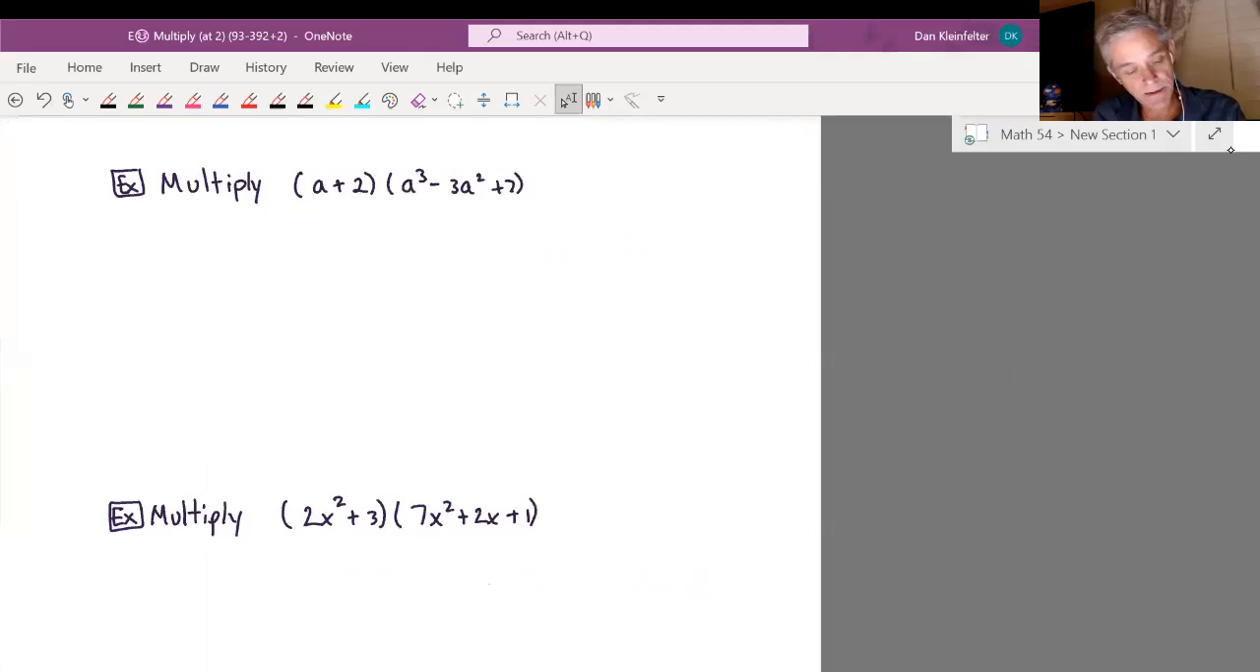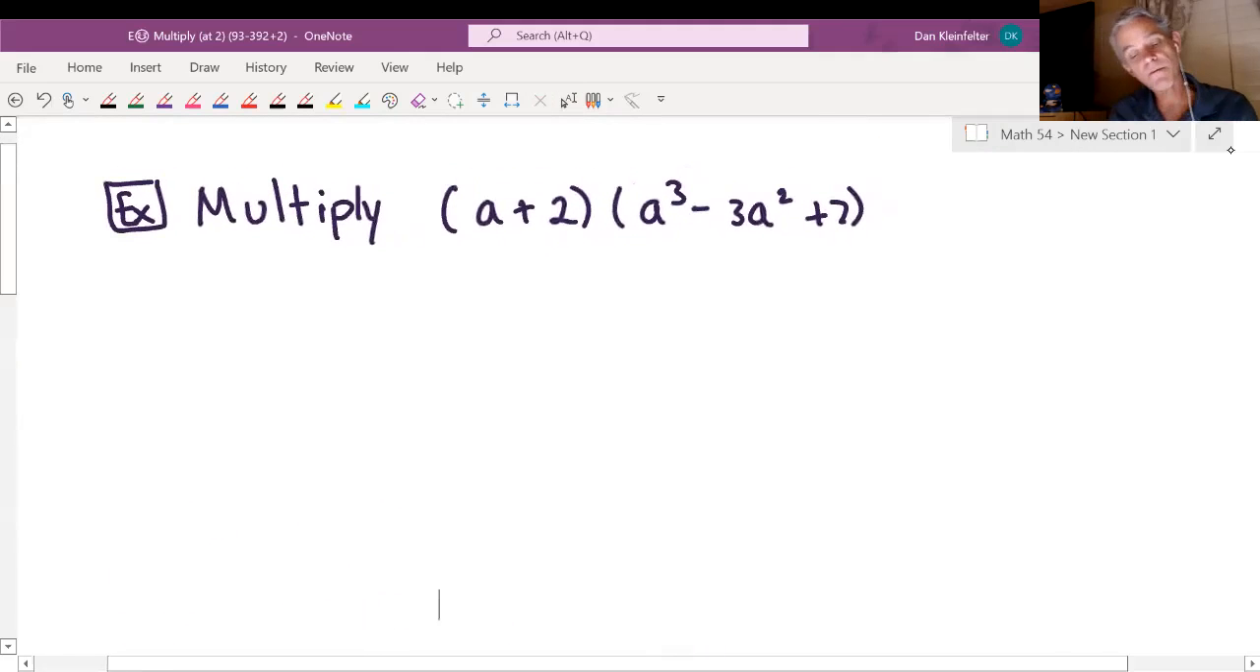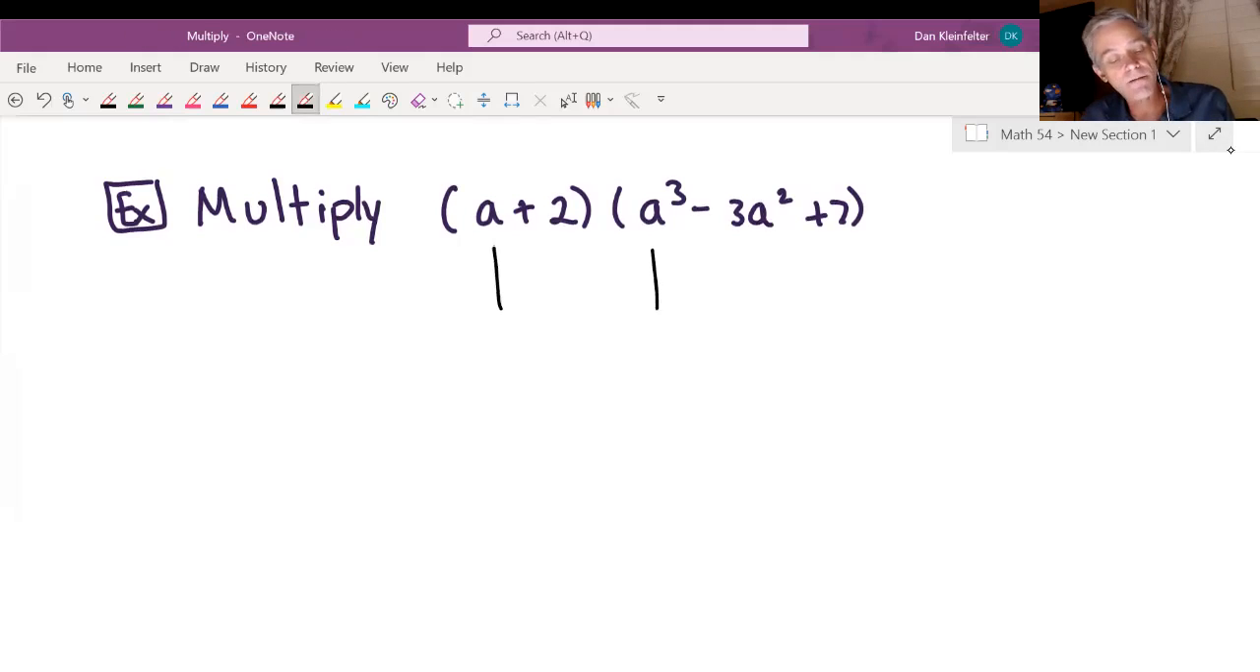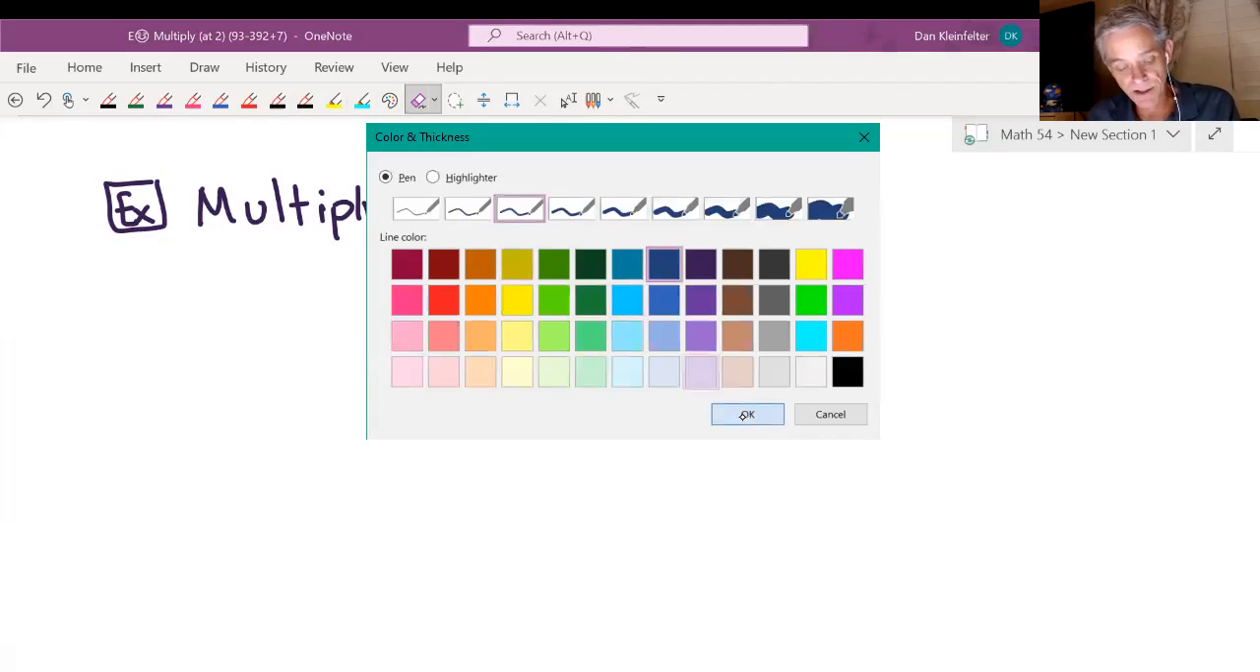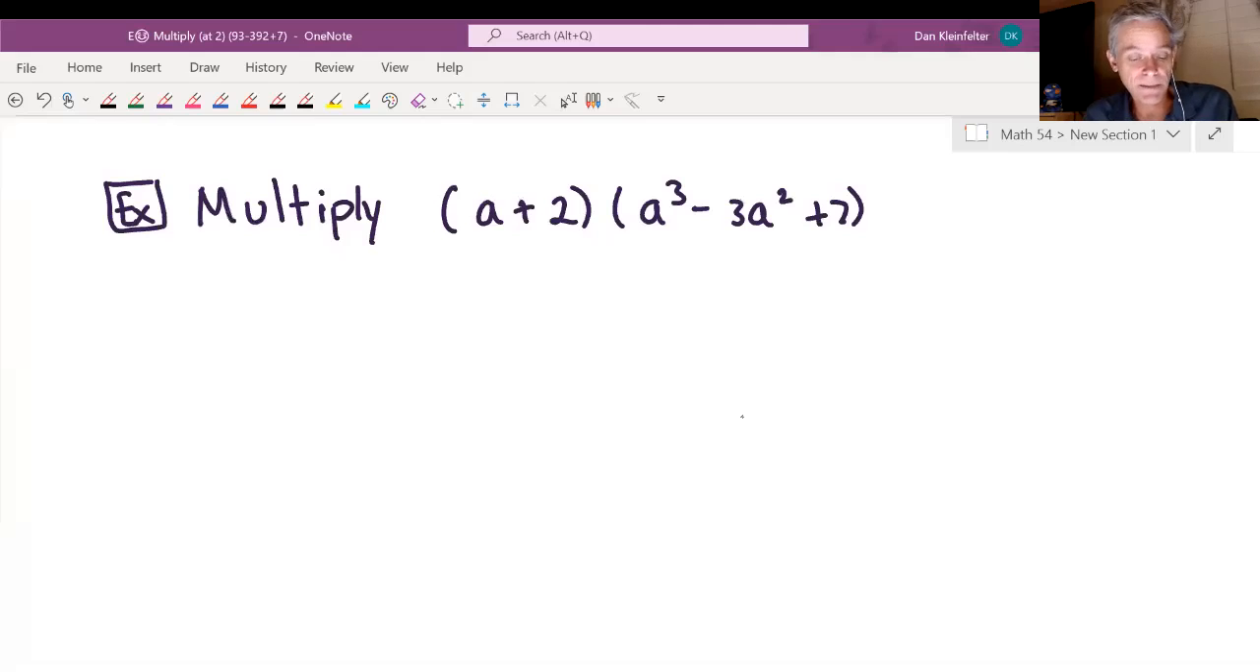Okay, so here's a little bit bigger one. For this one, we have a binomial times a trinomial. So this is an example of one where you wouldn't really be able to use FOIL at all, because while we could think of this a and this a cubed as the firsts, and this 2 and that 7 as the lasts, I don't know what you would call this minus 3a squared. That's kind of where a failing of the FOIL method is, that it doesn't apply in every case, but a lot of students like it. So you're welcome to use it wherever it applies. Okay, so instead we need to choose a different method.